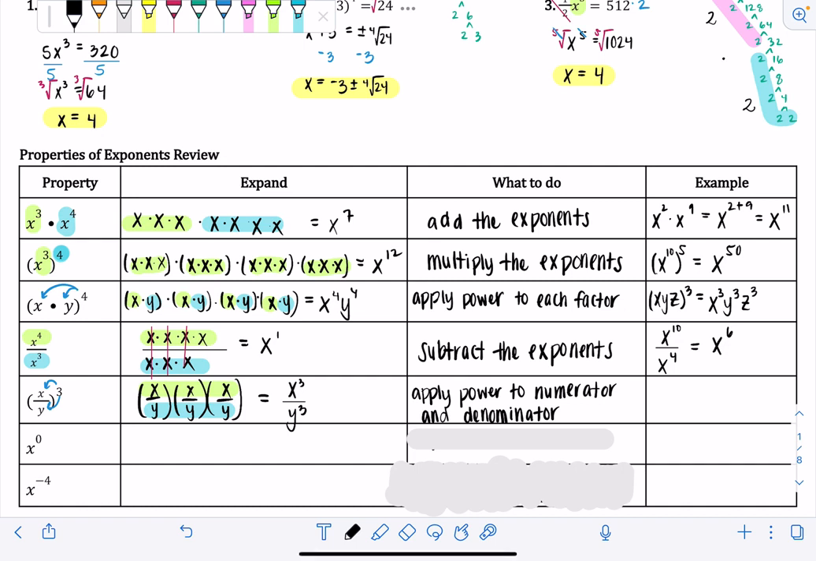Another example would be, let's say I have a over b to the 6th power. That 6th power just gets applied to both. So it would become a to the 6th over b to the 6th.